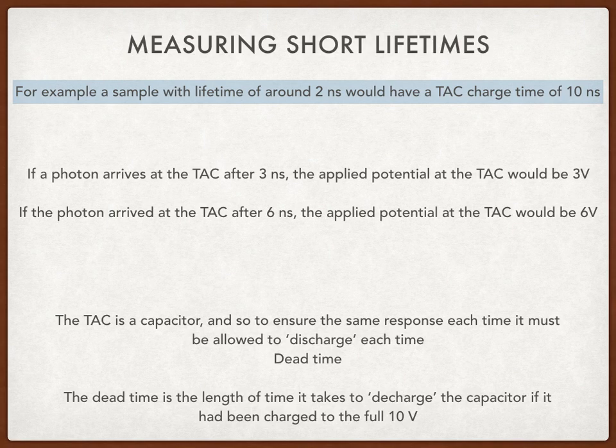I've said in passing that the TAC is a capacitor. Now capacitors take charge, they store charge, and we need to ensure that we let that charge drain away so that my signal, my applied potential, is always starting from 0 each time. So we need to give our capacitor time to discharge. And we refer to the time it takes for the capacitor to discharge as the dead time. And we take this time as if the capacitor had been allowed to fully charge.